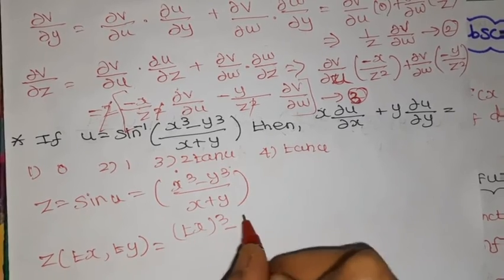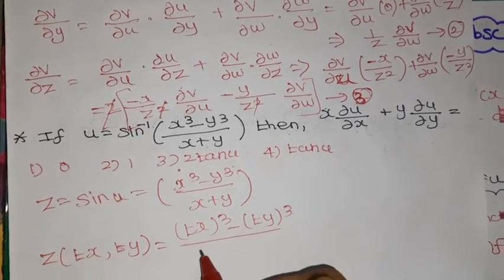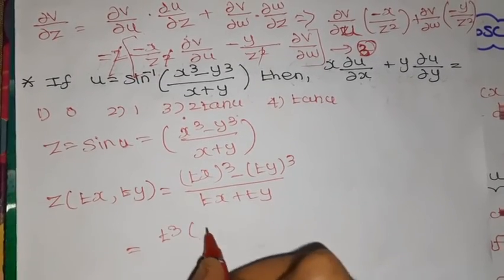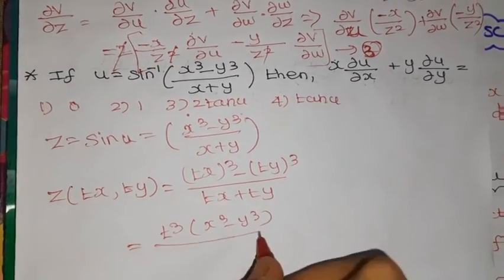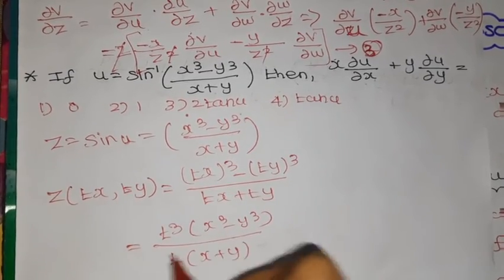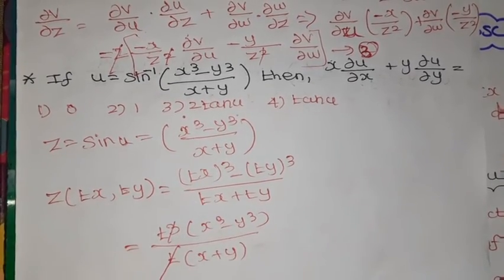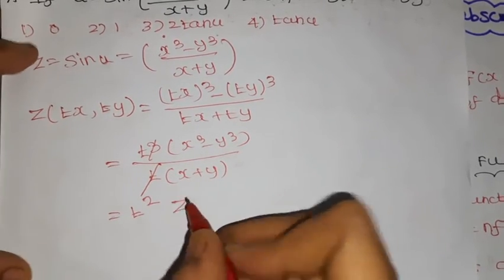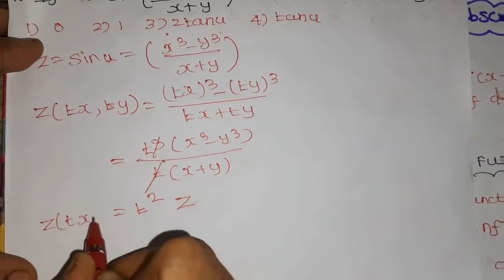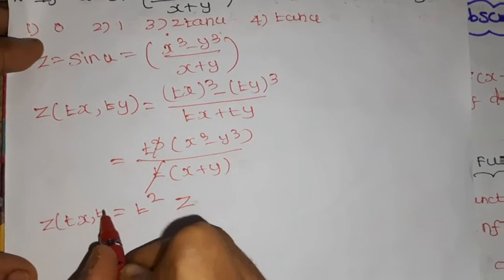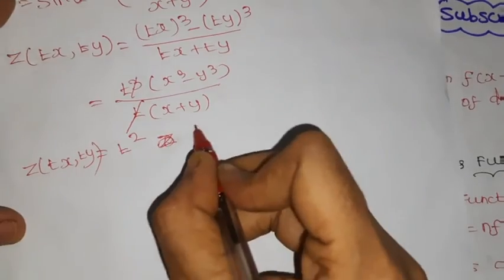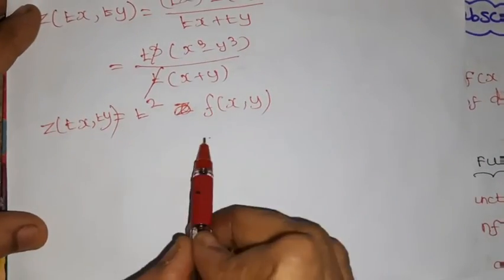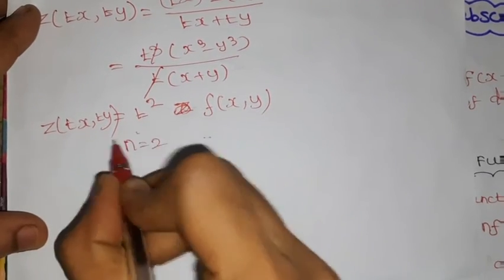(tx) the whole cube minus (ty) the whole cube divided by tx plus ty, right? Then t cube in the numerator, x cube minus y cube, then t outside, x plus y. So by cancelling, t squared into function z. So z of tx comma ty equals this one. So it is a homogeneous function of degree 2.